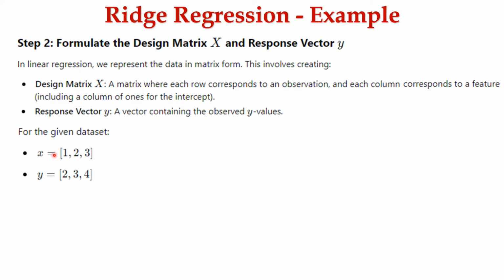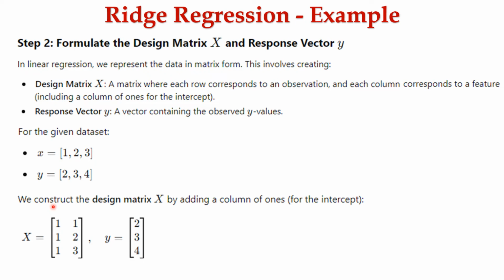So for the given data set, we know the value of X is equal to 1, 2, and 3 and Y value is equal to 2, 3, and 4. So here we need to construct the design matrix X by adding the column of ones for intercept. We know the value of X is 1, 2, 3. Here we are adding 1, 1, 1 as a column matrix because this 1 represents the intercept value. Along with the intercept value, we are adding the X value, that is 1, 2, and 3, which is given in our data set. Then Y is equal to 2, 3, 4. So this is what is represented here in this column matrix.